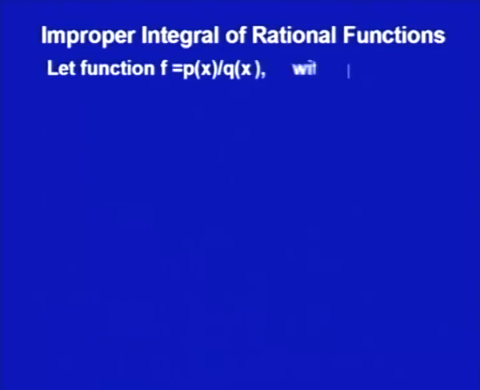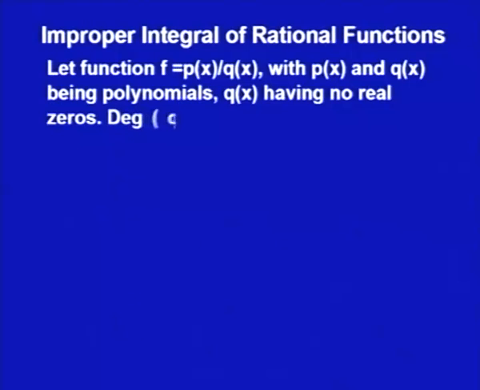So, let the function f(x) be of the form p(x) upon q(x), with p(x) and q(x) both polynomials, and q(x) has no real zero, that is, all the zeros are imaginary. Moreover, we have one more condition that p(x) and q(x) have no common factors, and one more assumption on the degree, that is, the degree of the denominator q is at least 2 higher than the degree of the numerator.